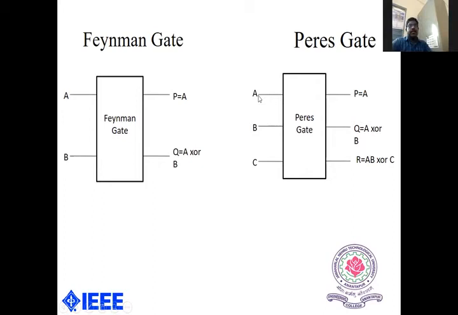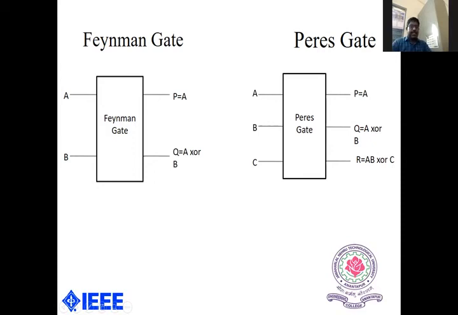And the Peres gate input is A, B, C, and the outputs are P, Q, and R. P is equal to A, Q is equal to A XOR B, R is equal to AB XOR C. Depending on the application, depending on the usage of the gate, we can either use the Feynman gate or Peres gate or both the gates.